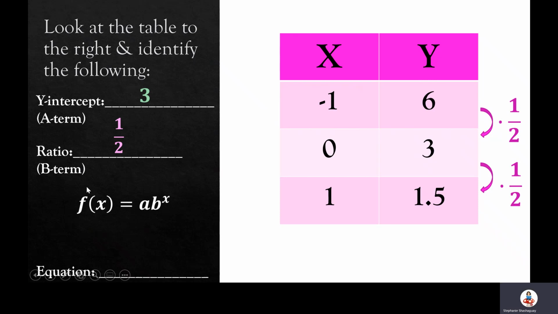All right, so now we need to write an equation, and we're looking to write an exponential equation. And remember that an exponential equation is always in the form of f of x equals a times b to the power of x. Well, a is our y-intercept here, so that's 3, and our b is 1/2. So our equation would be f of x is equal to 3, our a term, multiplied by 1/2, our b term, to the power of x.